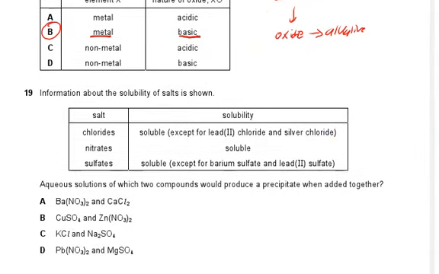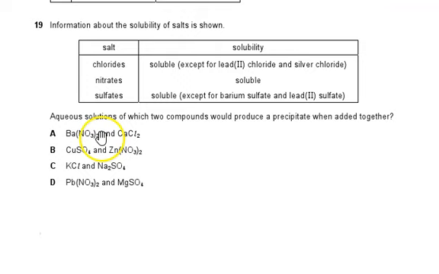Okay, now look at number 19. Information about the solubility of salts is shown: chloride, nitrate and sulfate. Nitrate, all is soluble. Chloride is soluble except for lead and also silver. Sulfate is soluble except for barium and lead. Aqueous solutions of which two compounds would produce a precipitate when added together?